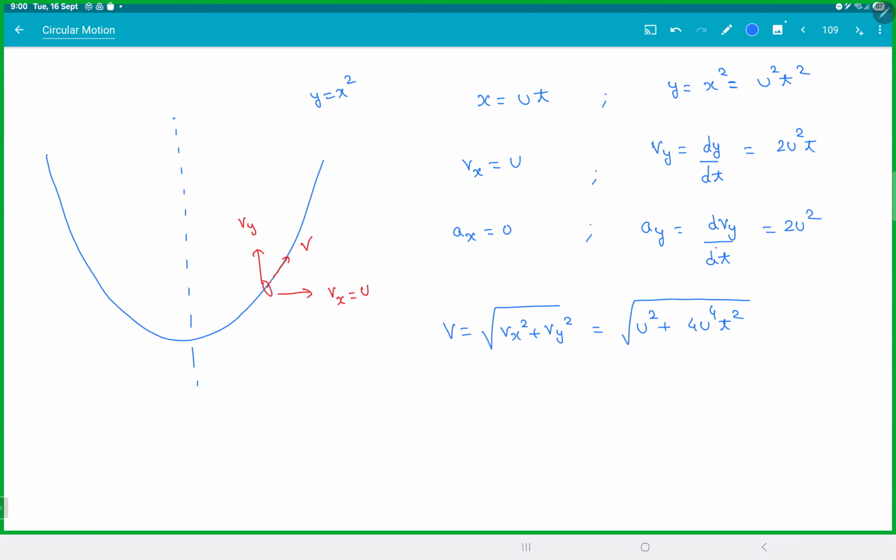And you're asking at 1, 1. So, okay. When x is equal to 1, time will be 1 by u. So at 1, 1, the speed will be root over, that is 1 by u square root 5 mu. This is the speed when it reaches 1, 1.